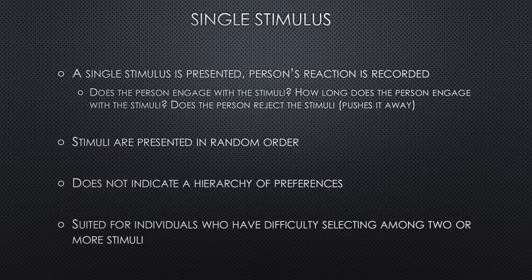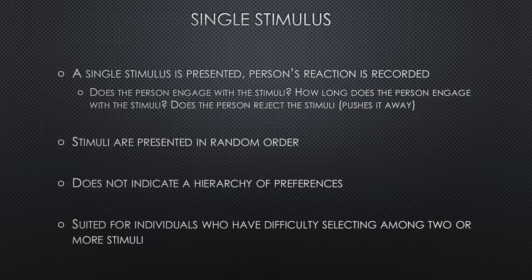A single stimulus preference assessment is when you present a specific item and you recognize how that person responded to that item. Do they play with it? How long? Do they push it away? Do they throw it? What is it that they do when it's presented? You also present these stimuli randomly. So there's not really a rhyme or reason to how you present it. It's just you show one and then you show the next.